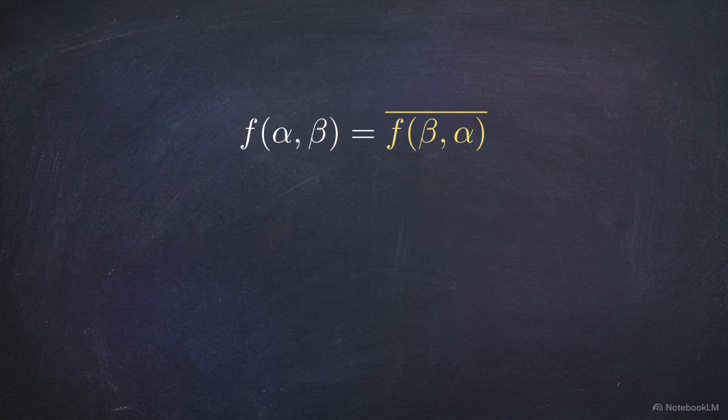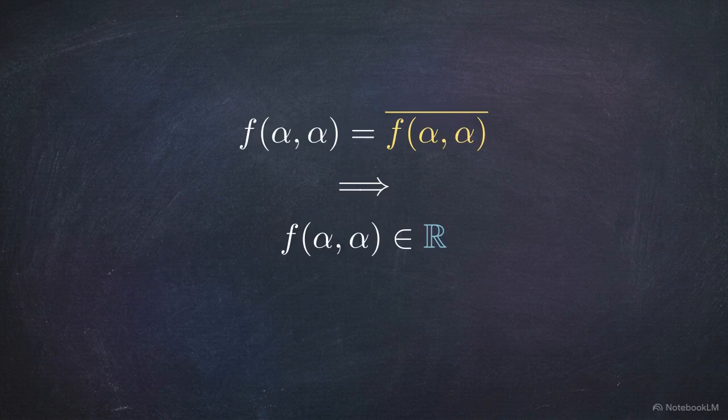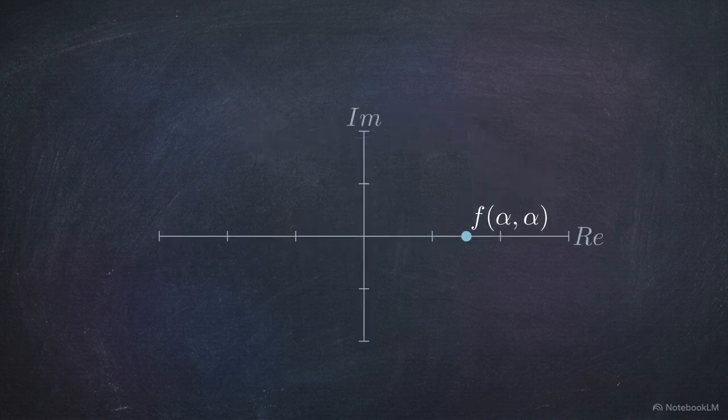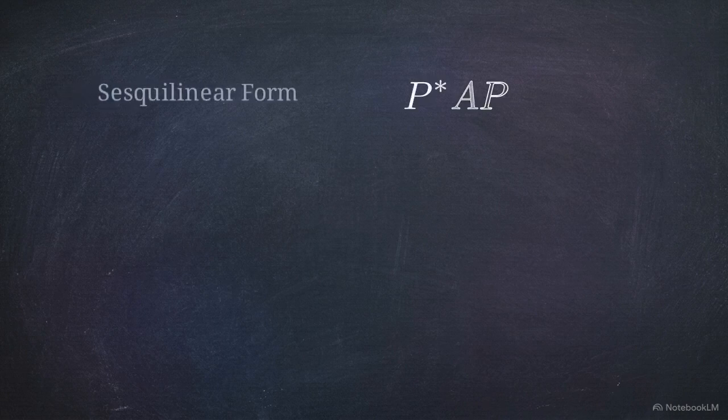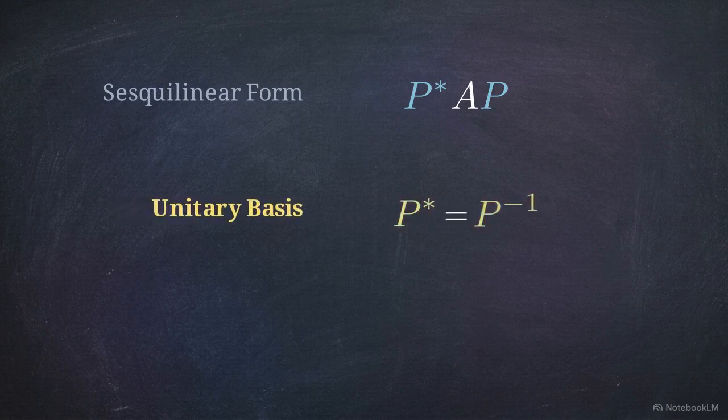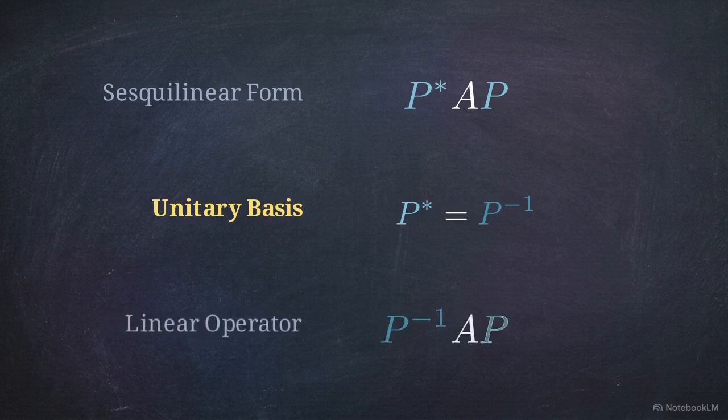If the Hermitian rule requires an output to equal its complex conjugate, what happens when plugging the same vector into both slots? By Theorem 3, it must be real. Evaluating a vector against itself always yields a measurable real-world scalar. When we change our basis, the matrix A transforms using a transition matrix P and its conjugate transpose. If we use a unitary basis, where the conjugate transpose equals the inverse, the form's transformation aligns perfectly with how a linear operator changes basis.